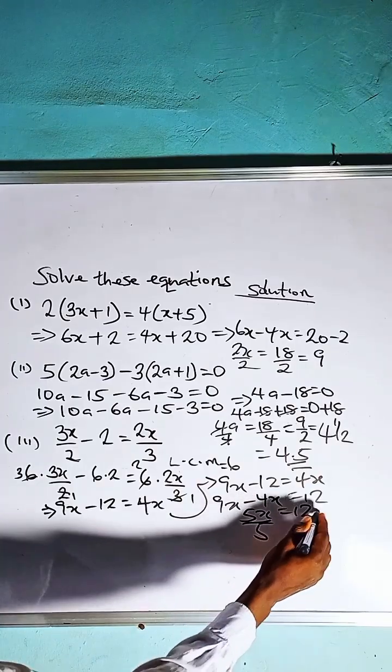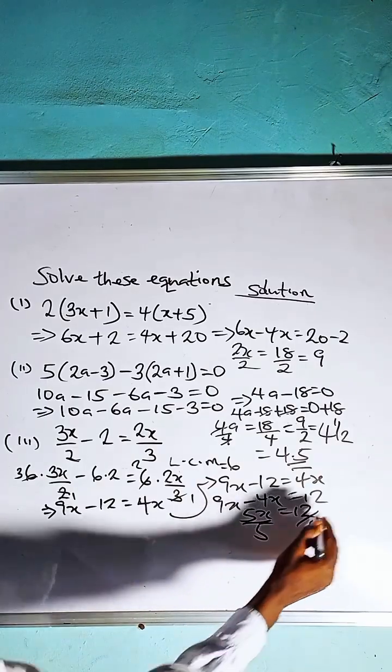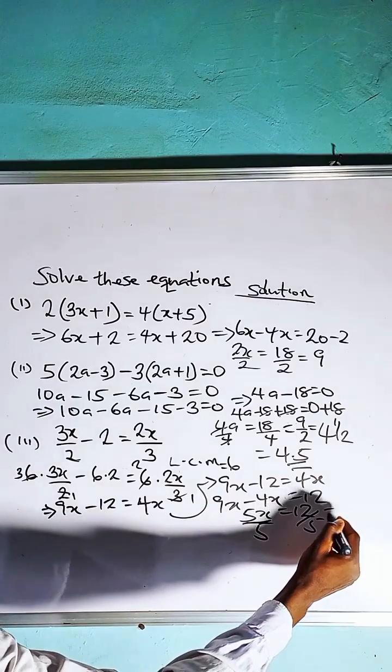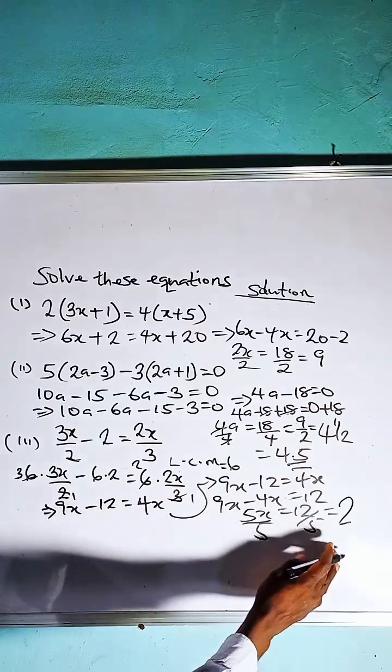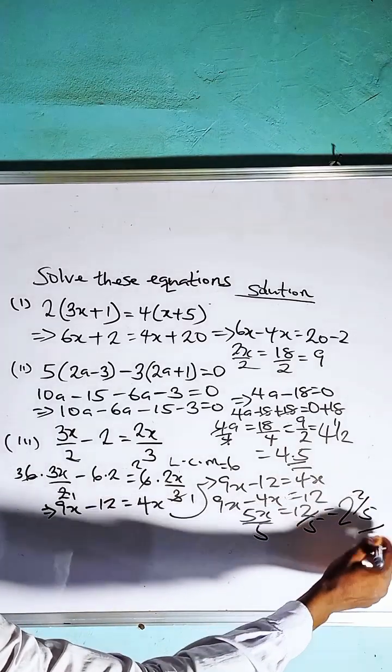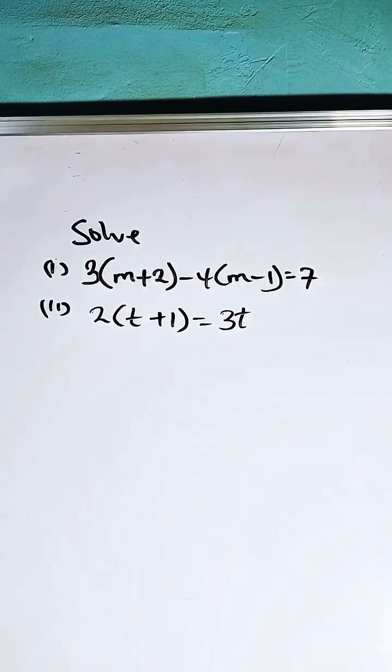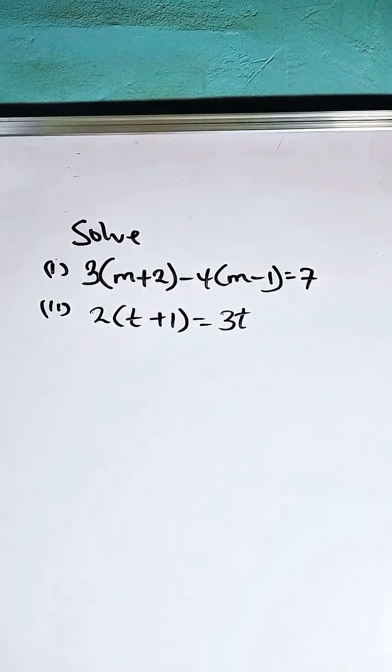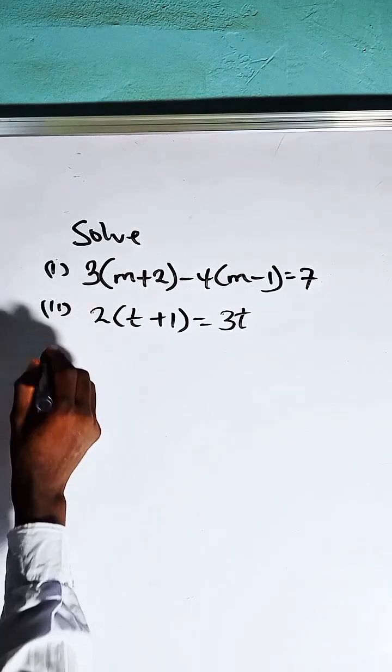We can easily divide by 5. So we have the value of x to be 12 over 5, or as a mixed number, 2 and 2 over 5. Let's solve this equation. Okay, so we have to set up the expression. So how do you go about this solution?